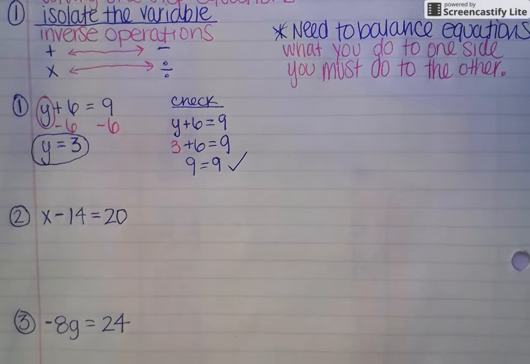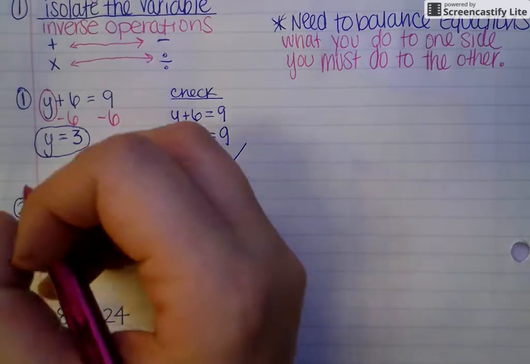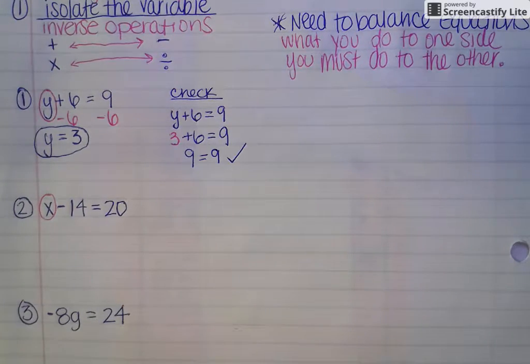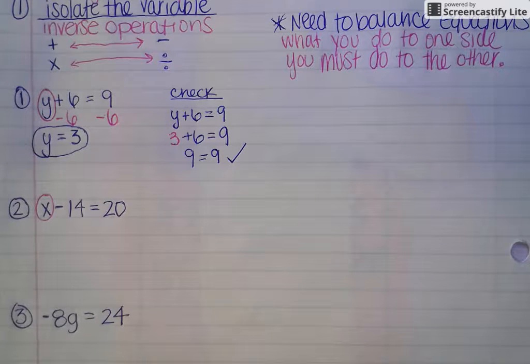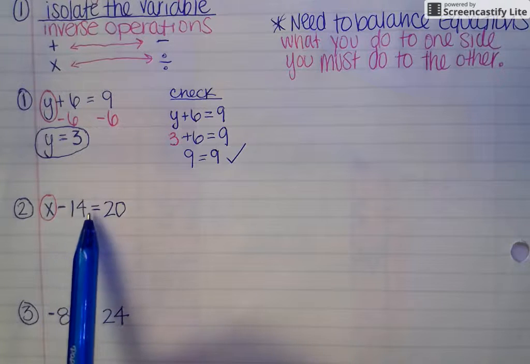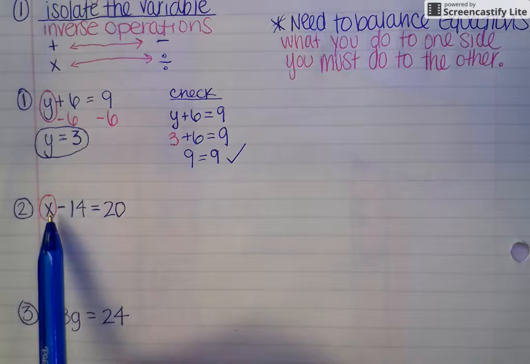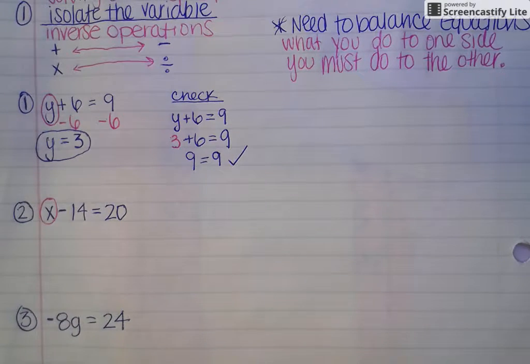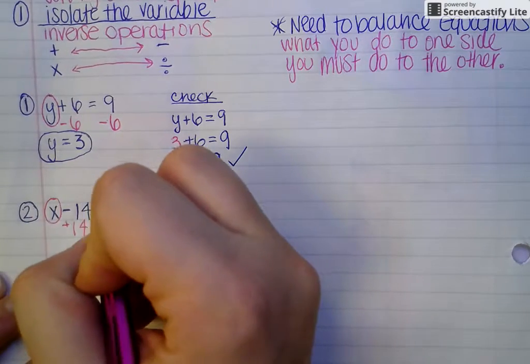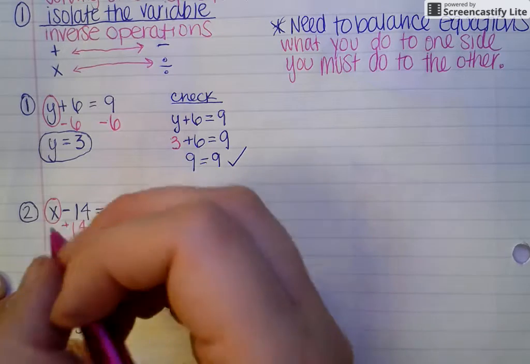Now, if I was dealing with this type of problem where I have the variable x minus 14 equals 20, I'm going to make sure I have that variable. I'm going to circle it because that's what I want to get by itself. I'm going to look at the operation that's happening. So it's x minus 14 equals 20. To get the variable by itself, I'm going to add 14 to both sides because addition is the inverse operation of subtraction.